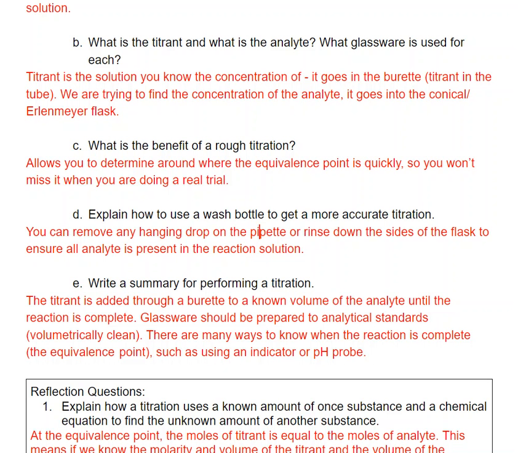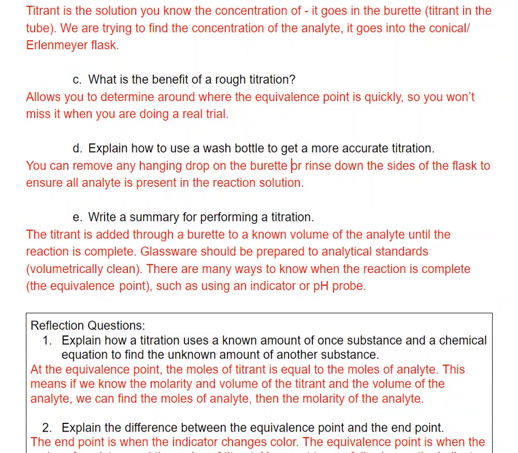Or you can use it to rinse down the sides of the flask to ensure all the analyte is present in the reaction solution. When performing a titration, you want to add the titrant through a burette to a known volume of the analyte until the reaction is complete. The glassware should be prepared to analytical standards. It should be volumetrically clean. There are many ways to know when the reaction is complete, when the equivalence point has occurred, such as using an indicator or a pH probe.